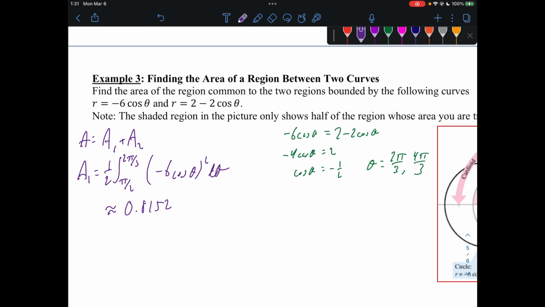Could we do that by hand? Absolutely, we could, by the same thought process we did above. Okay. Area 2 is going to be 1/2. My bounds are 2 pi over 3 to pi, as we already said in our picture over there. And this time we're integrating the second function, (2 minus 2 cosine theta) squared d theta. Again, I'm just going to type that in my calculator. We should get about 7.0387.